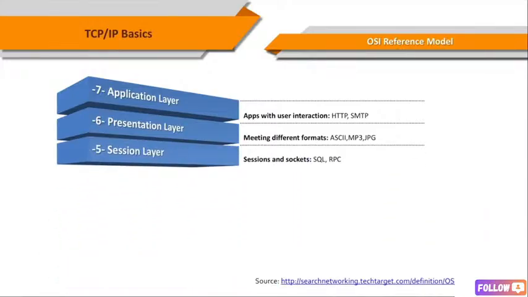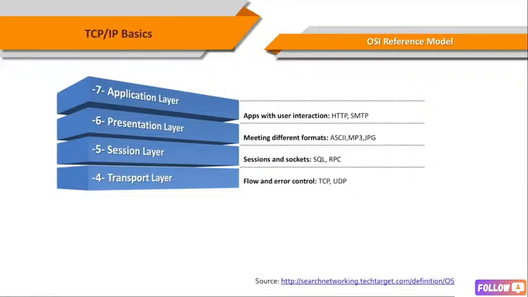Layer 5, the session layer. This layer sets up, coordinates, and terminates conversations. Services include authentication and reconnection after an interruption. On the Internet, Transmission Control Protocol, TCP, and User Datagram Protocol, UDP, provide these services for most applications.